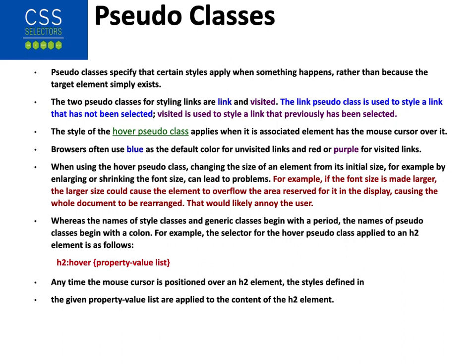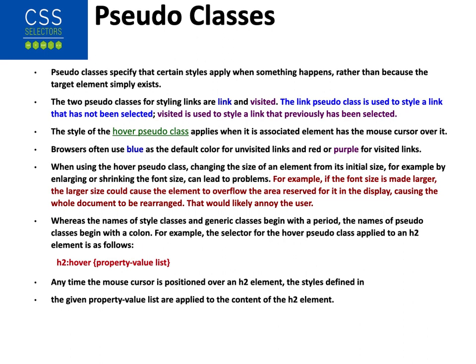Whereas the names of style classes and generic classes begin with a period, the names of pseudo classes begin with a colon. We already have seen class specifications and ID specifications, etc. There we are using dot and hash symbols. Here colon is used. The names of pseudo classes begin with a colon. For example, the selector for the hover pseudo class applied to an h2 element is as follows: h2 colon hover followed by property value list.